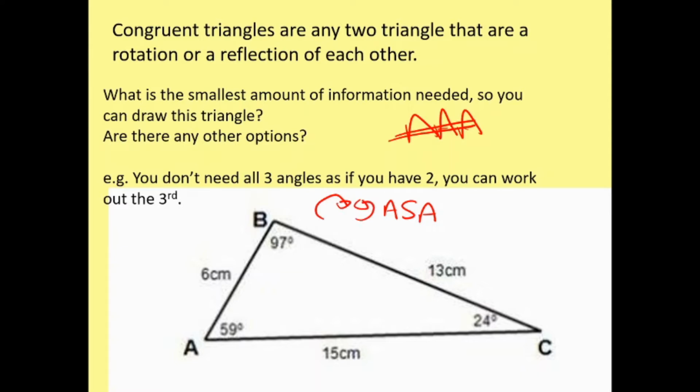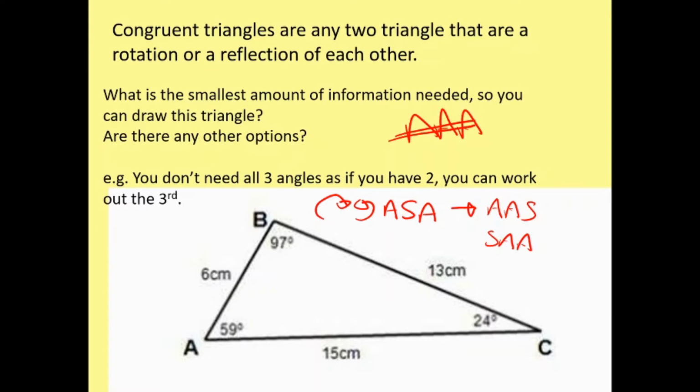Now this locks it in because if you've got 2 angles, you've got a third angle, because you take away from 180. And then we've got one side that locks in the sides of that shape. Any variation of this would work with any 2 angles and one side. So sometimes they're called angle, angle, side, or side, angle, angle.